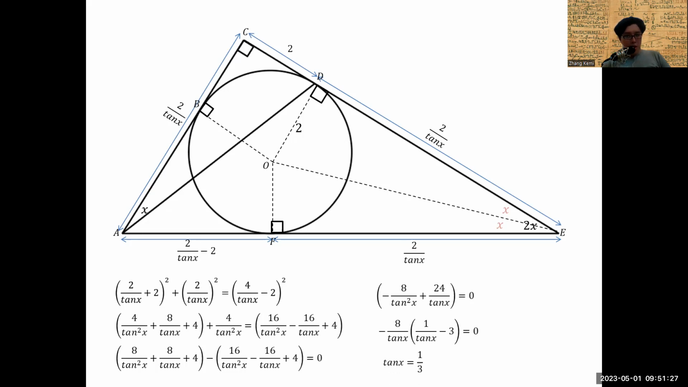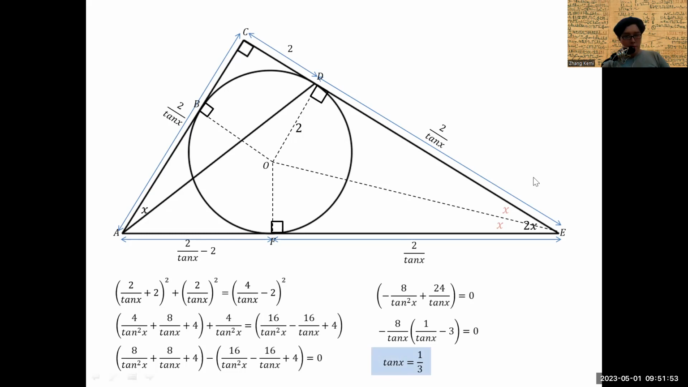Thus, in order, we are going to take that tangent x is not equal to 0. We have the alternative solution, cotangent x equals 3. Thus, tangent of x is a third. So we have actually solved at this point that tangent of x is 1/3.